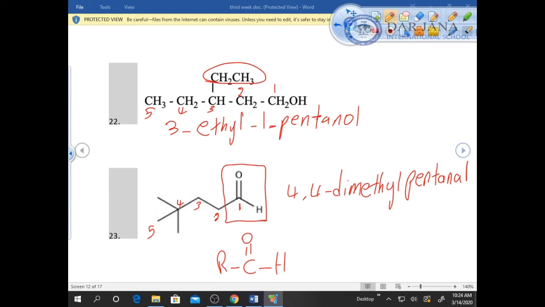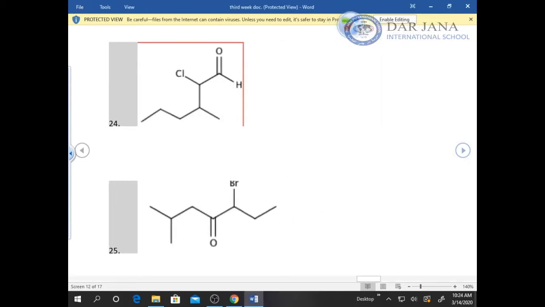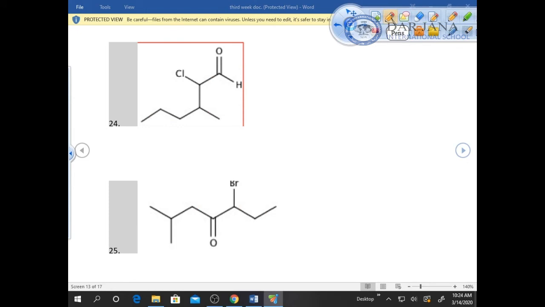Moving to question number 24. I will start numbering from this carbon 1, 2, 3, 4, 5, 6. So the name of this molecule is 2-chloro 3-methyl hexanal.